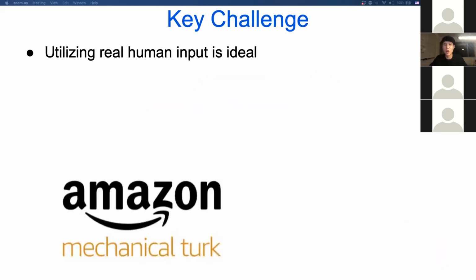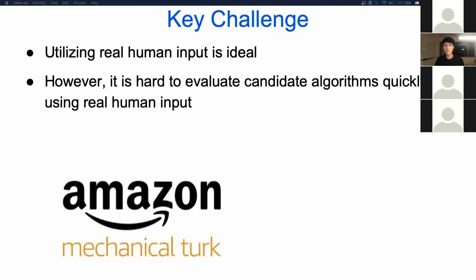First, let me explain the key challenge in designing a benchmark for preference-based reinforcement learning. Basically, utilizing real human input for training and evaluation is ideal. For example, we can think about using Amazon Mechanical Turk to get real human feedback for this benchmark. However, there are several problems in using real human feedback. First, it is hard to define an evaluation metric because we don't have ground truth access to the human's reward function. At the same time, it is hard to evaluate methods very quickly if we use real human input.